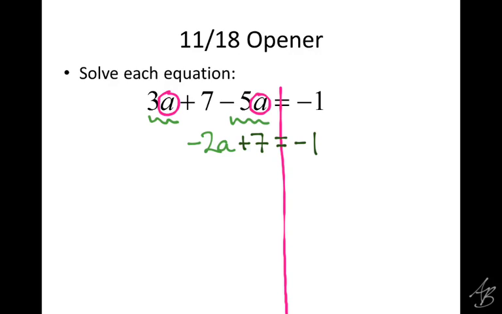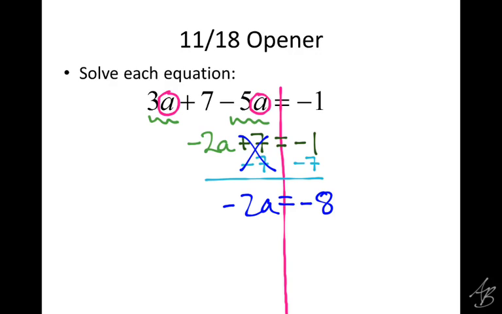Now the a is in one place, so we can get it by itself. So what do I need to get rid of first? The negative 2 or the positive 7? Okay, and how do we get rid of the plus 7? Subtract 7. All right, so we'll subtract 7 on both sides. On the left side, when those 7s cancel, what does that leave? Negative 2a. All right, and then on the right side, negative 1 minus 7 is? Negative 8. Negative 8. Okay, good.